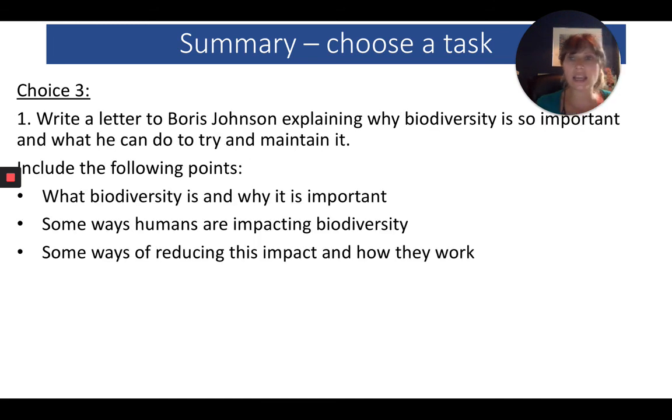And then the last thing is choice three: write a letter to Boris Johnson explaining why biodiversity is so important and what he can do to try and maintain it. I mean, he's got quite a lot on his plate at the moment, but I think we can add to it. It is his job. So write a letter to him. What is biodiversity? Tell him. I don't think he knows. He doesn't get why it's important. So tell him. And then what we can do. Give him some ideas. What can we do? And how do they work? All right, so that's kind of like an essay about what we've just talked about.